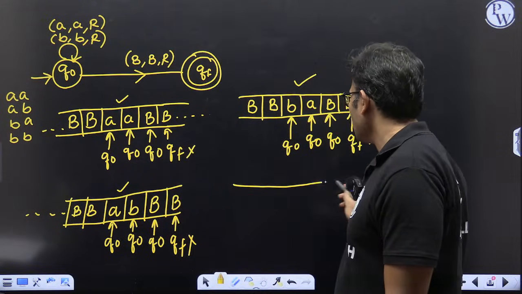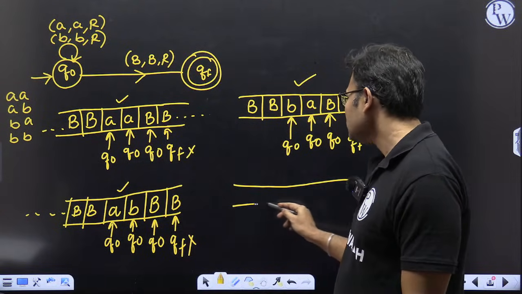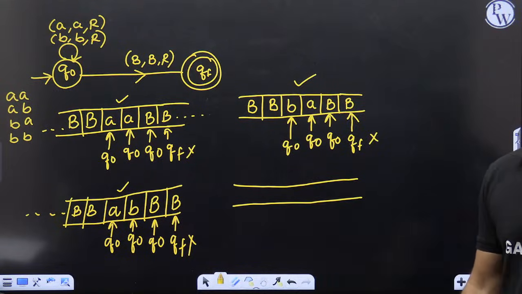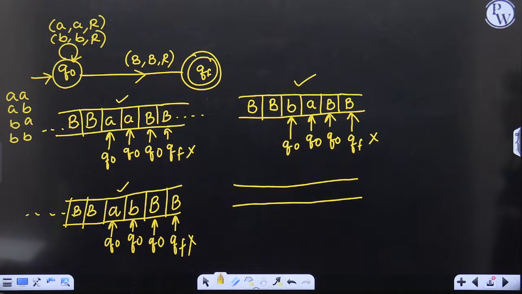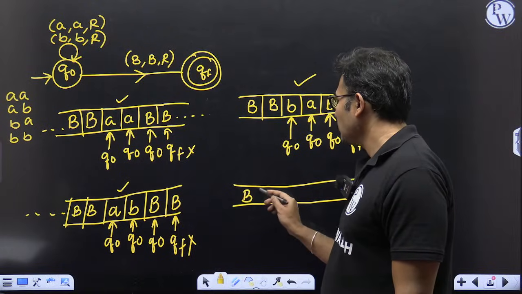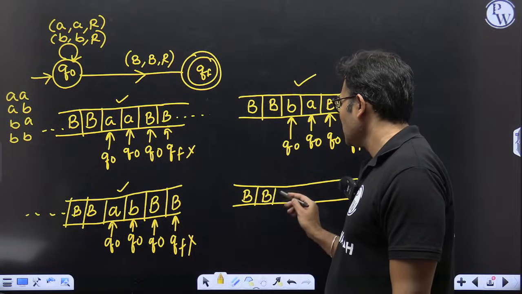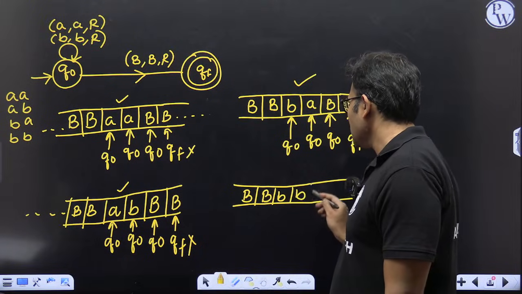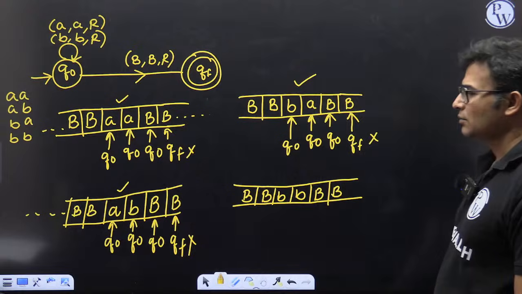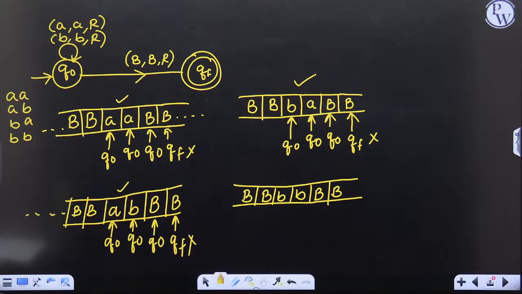Now let's check for BB, right? So blank, blank, B, B, blank, blank.